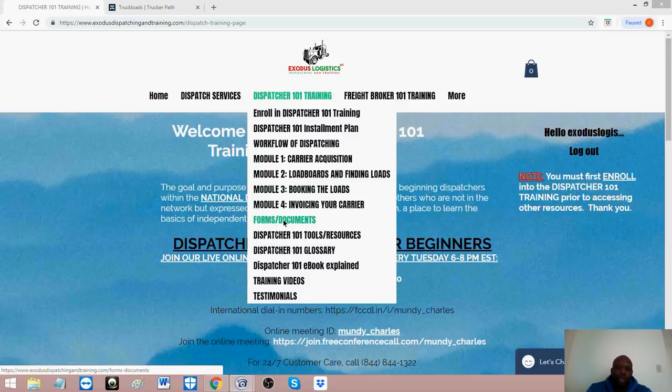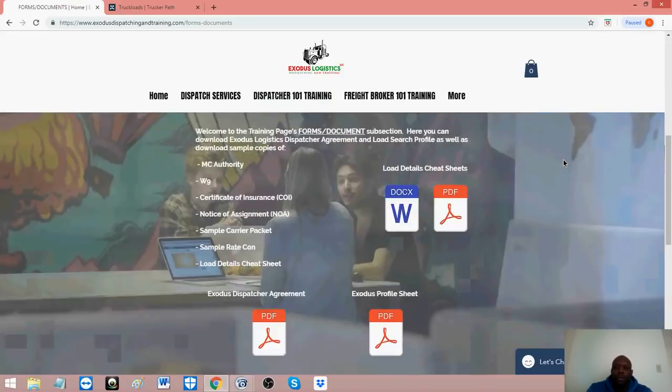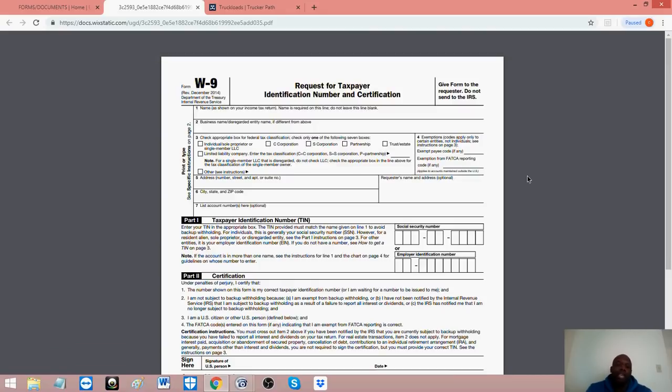Under Dispatcher 101 Training for Beginners, I have a Forms and Documents area. So the W-9 form. This is the W-9 form, and it's basically just saying that the carrier has an EIN number that he or she received from the IRS.gov website saying that they are a business. They have their name as it's on the tax return, their business name, DBA, doing business as, their entity type or their legal structure, whether they are LLC, sole proprietor, S Corp, C Corp, what have you, in Section 3. Sections 5 and 6 is their street address, city, state, and zip.